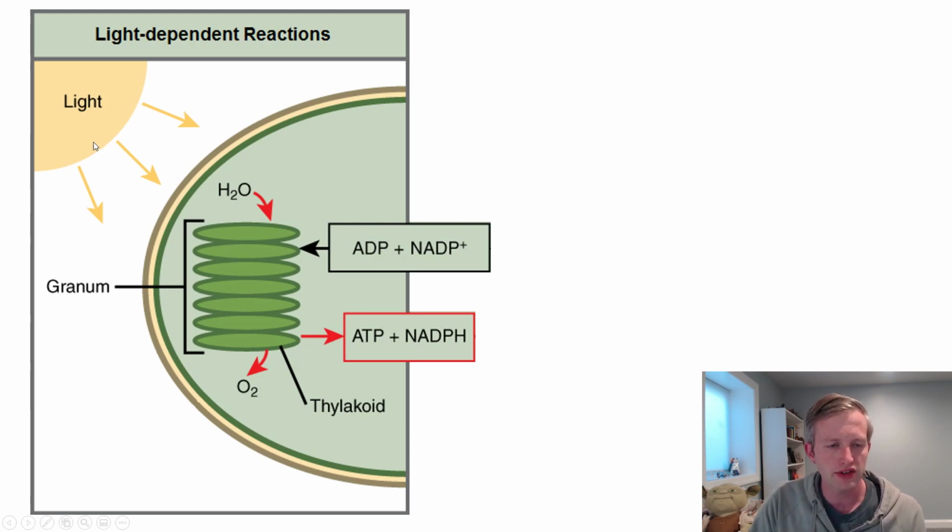So the quick version of it is that we have light and water coming in, along with these depleted energy-carrying molecules. I like to think of these as like dead batteries. They've been used up and they're coming in looking to be charged by the energy from the light. And then what's coming out is we have oxygen as a byproduct, which we're thankful for because we breathe it. And then also the charged up versions of those batteries, ATP and NADPH.